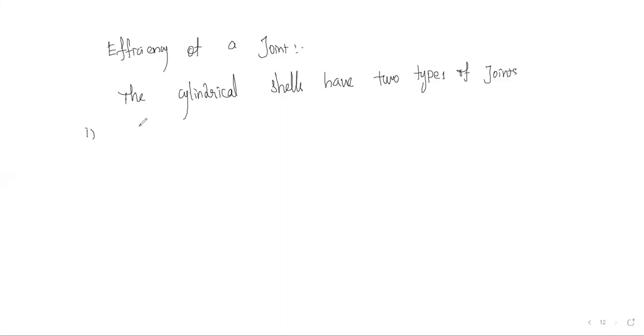So the joints. There are cylindrical shells. The cylindrical vessels or shells have two types of joints, in order to withstand the fluids inside. One is a longitudinal joint, another one is a circumferential joint.